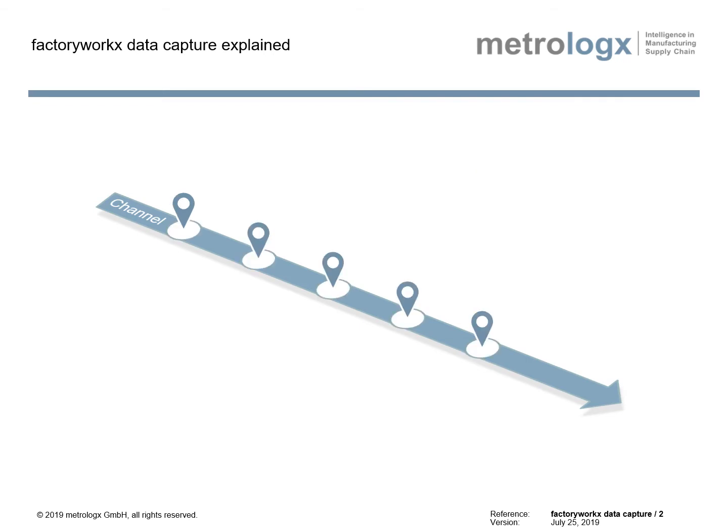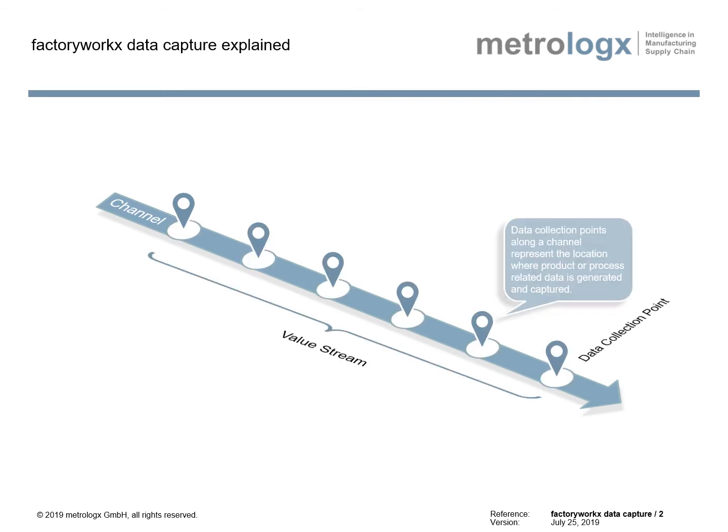A channel includes at least one data collection point. A data collection point is the location where product or process-specific data is generated. Data collection points can be everywhere, not just in a line or a cell. This could be in another building, plant, country, just like the value stream is set up.